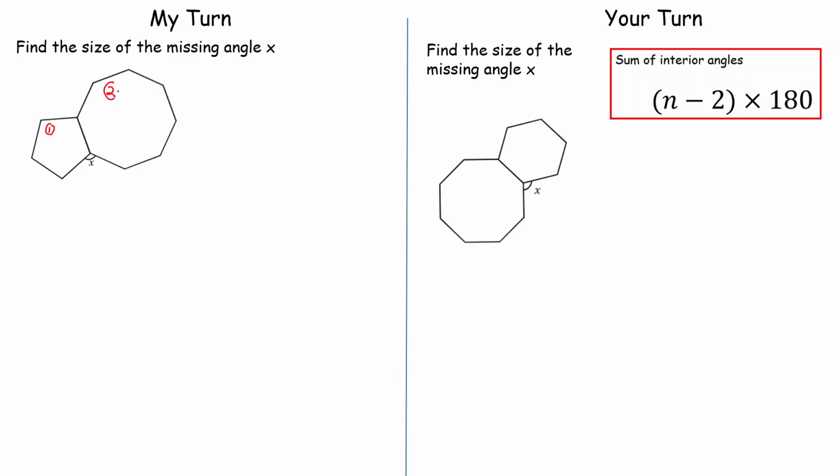And both of these are regular, by the way. It's important that we do say that these are regular, and the same over here. These are both regular polygons that you can see. Let's begin by finding this angle in polygon 1.